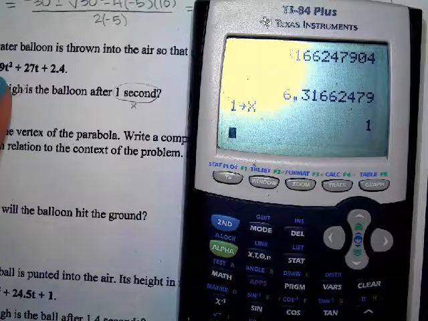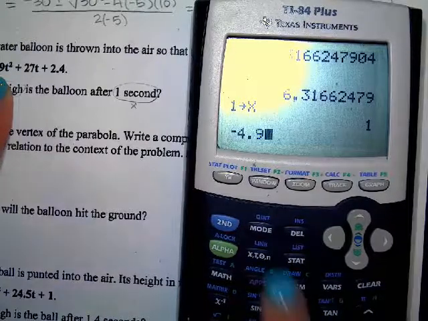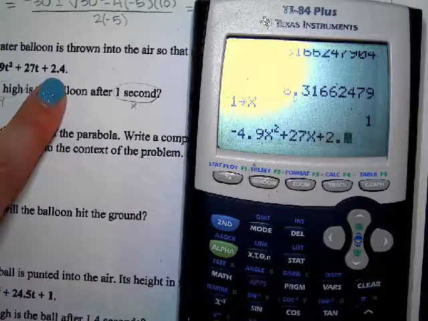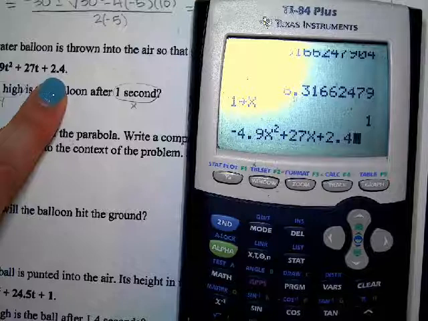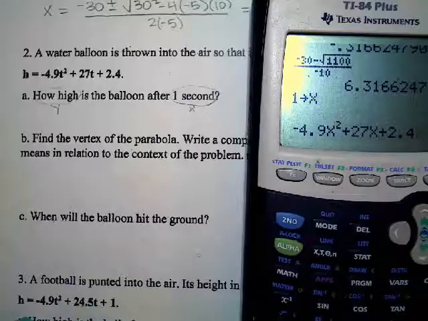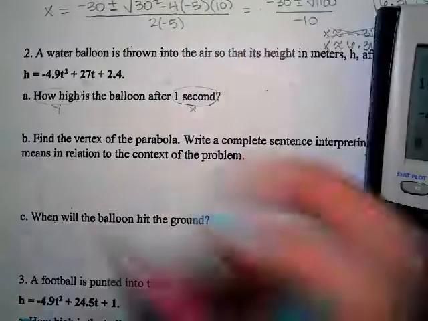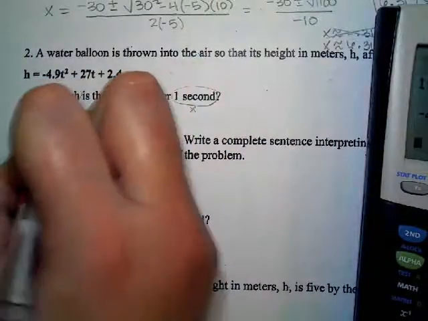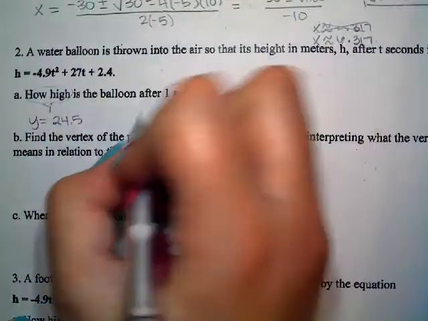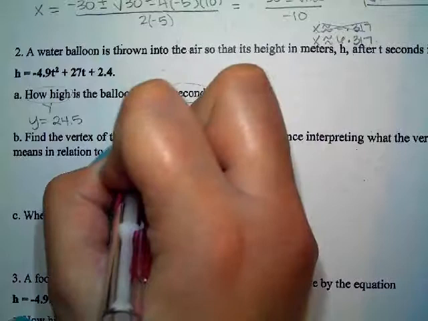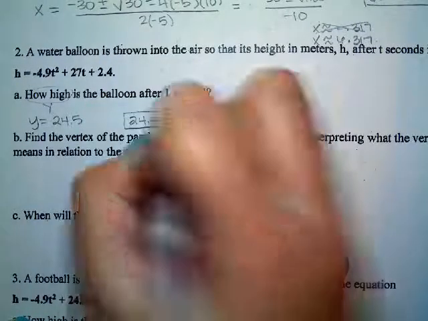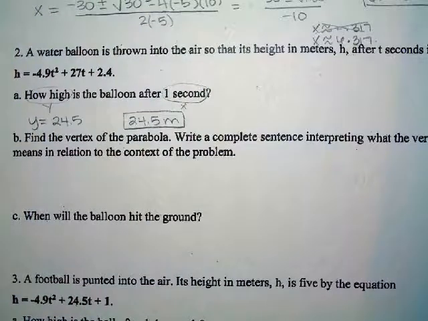All right, and what are we getting? 24.5. Okay, so y equals 24.5. And so our answer is what? 24.5 meters. 1 comma 24.5 is the point. She was not wrong. She was just saying the coordinates of the point. And then in the context of the problem, the answer is 24.5 meters.